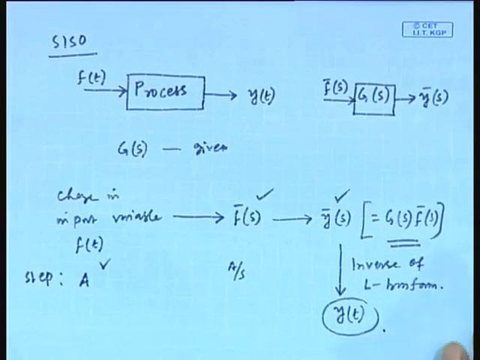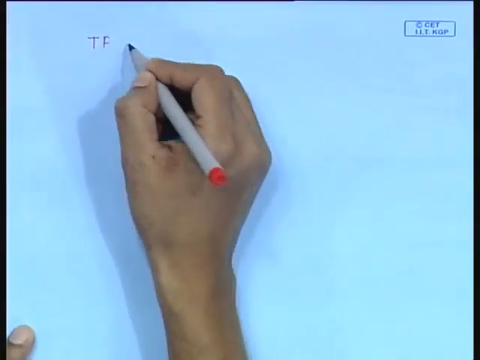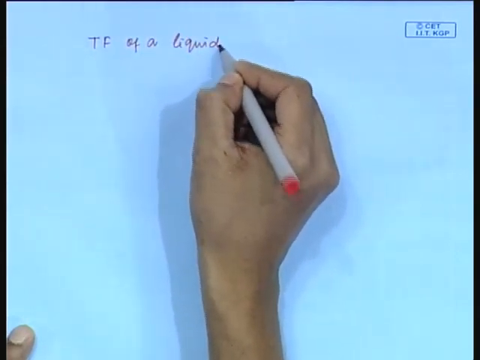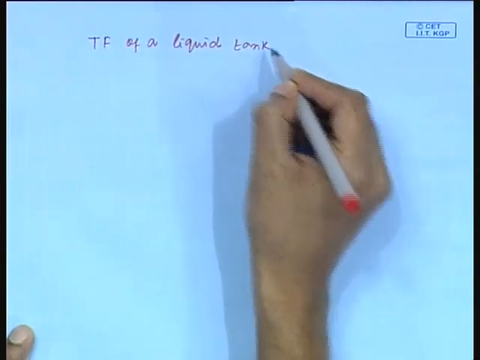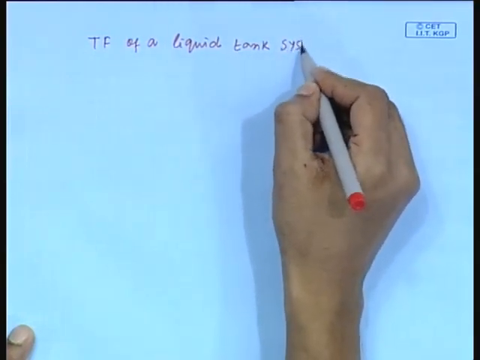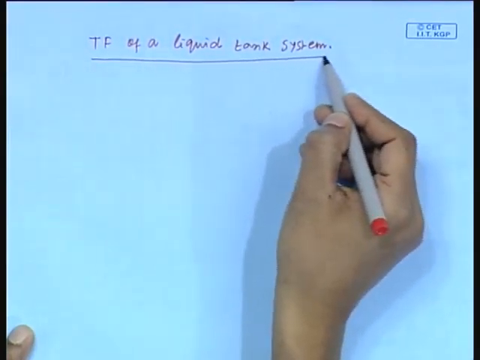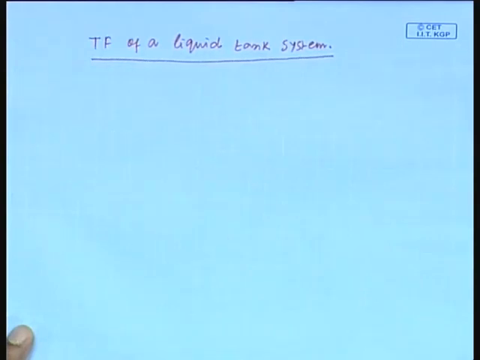Fine. Now, we will consider some chemical engineering examples, and we will try to find the transfer functions. First, we will consider a simple example, that is liquid tank system. We will derive the transfer function of a liquid tank system.